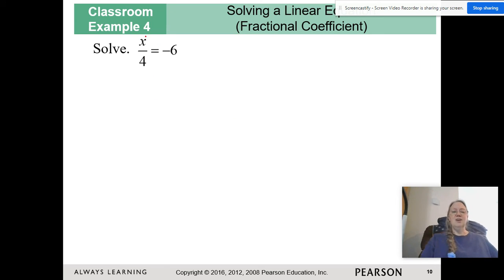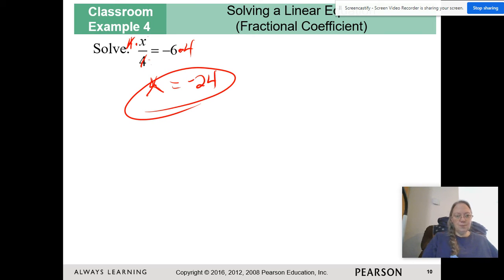All right, now notice this is x divided by 4. The opposite of divide is multiply. So what we're going to do is multiply both sides by 4, and our 4's cancel out. So we get an x, that's a funny looking x, is equal to negative 24.